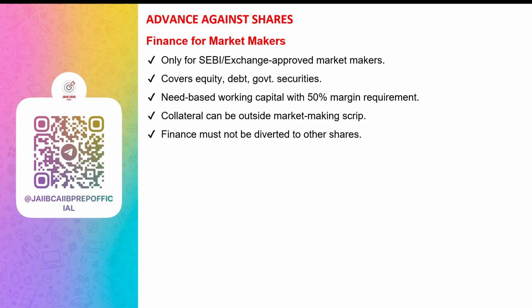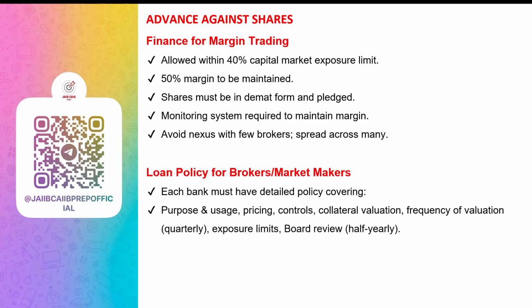The eligible securities include equity, debt securities, government securities. Then there are financial rules. So, finance should be need based working capital. Margin is same: 50% margin on advance guarantees with 25% minimum cash margin. Loans cannot be diverted for investment in unrelated shares. That has to be kept in mind.